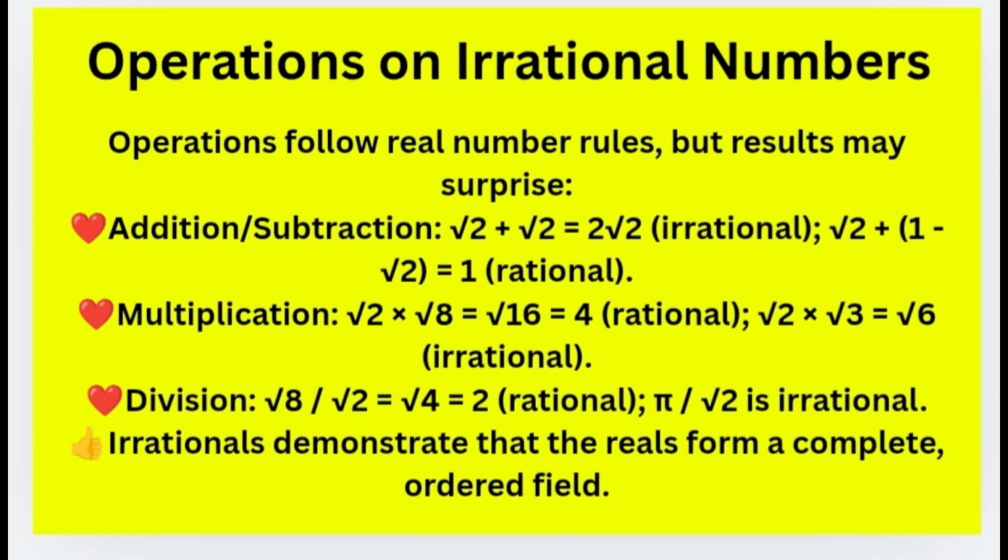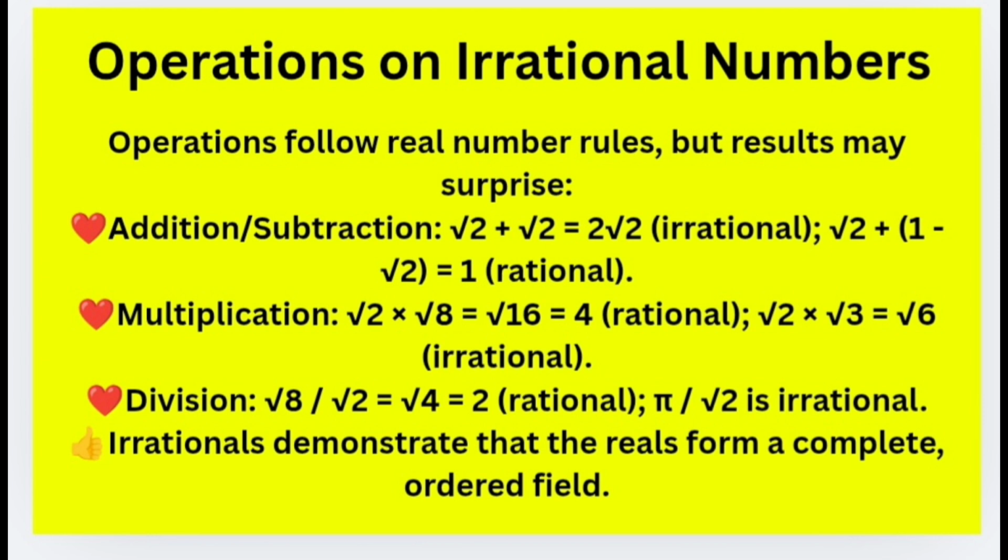Operations on irrational numbers. Operations follow real number rules, but results may surprise. Addition or subtraction: the square root of 2 plus the square root of 2 is equal to 2 times the square root of 2, which is an irrational number. The square root of 2 plus, in brackets, 1 minus the square root of 2, is equal to positive 1, which is a rational number. Multiplication: the square root of 2 times the square root of 8 is the square root of 16, which is equal to positive 4, a rational number.